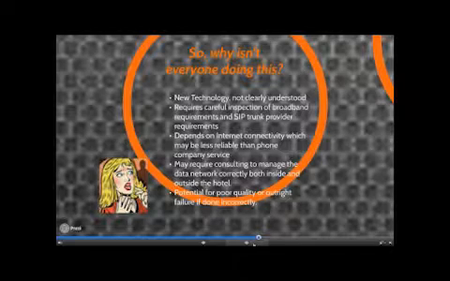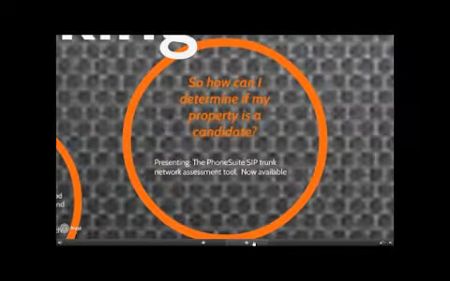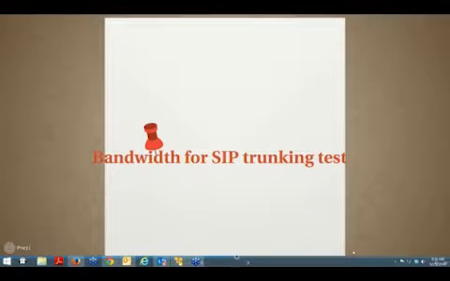So what are we doing about that? Well, we can determine whether your property is a candidate, if your business is a candidate, using what we call the Phone Suite SIP Trunk Network Assessment Tool, which is now available and you can order from us. We'll show you how to do that in just a minute. And we have the bandwidth for SIP trunking test.